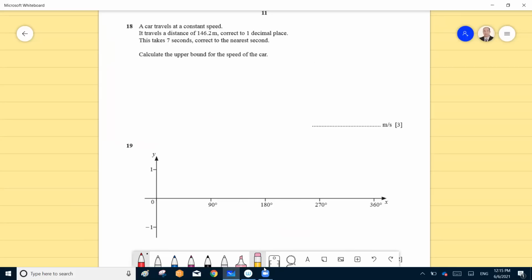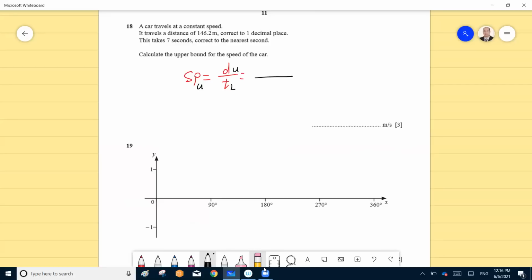This takes 7 seconds corrected to the nearest second. Calculate the upper bound of the speed. As you know, the speed is the distance covered over the time taken. To make the speed the upper bound, you take the upper bound of the distance and the lower bound of the time.